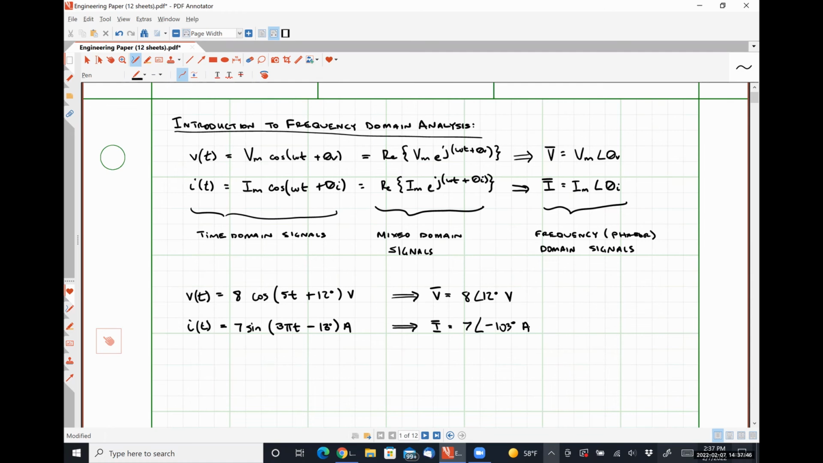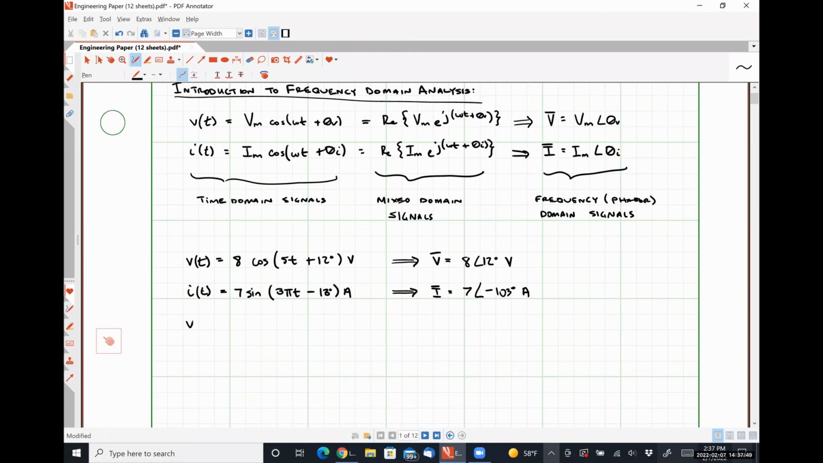All right. Now, let me make something a little bit harder. Let's say that we have a time domain voltage of 4 sine 9t plus 11 degrees plus 5 cosine 9t plus 21 degrees volts. We want to represent this in the frequency domain.